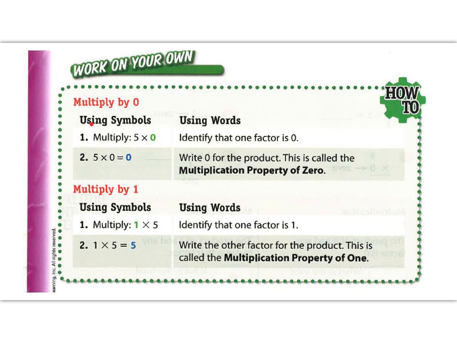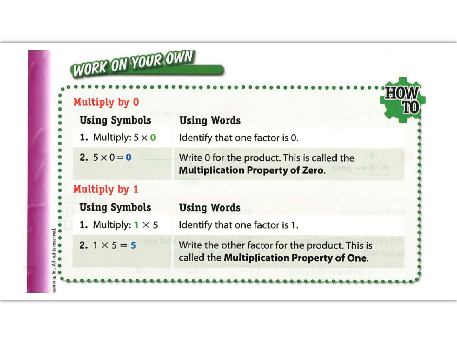Multiply by 0 using symbols. Multiply 5 times 0. Identify that one factor is 0. 5 times 0 is 0. Write 0 for the product. That's the multiplication property of 0. Anything times 0 is 0.